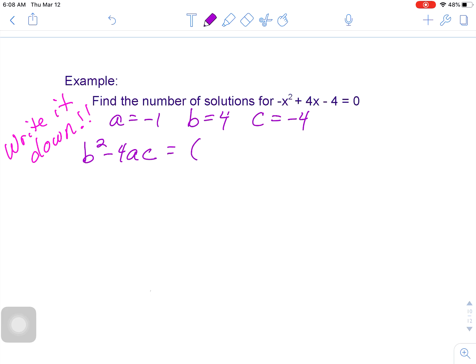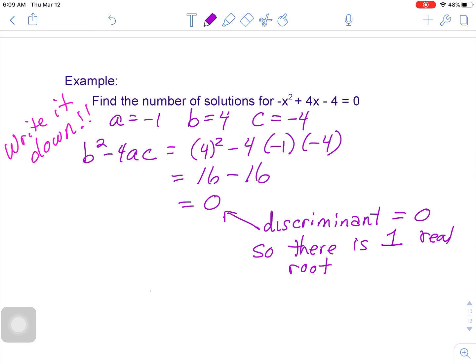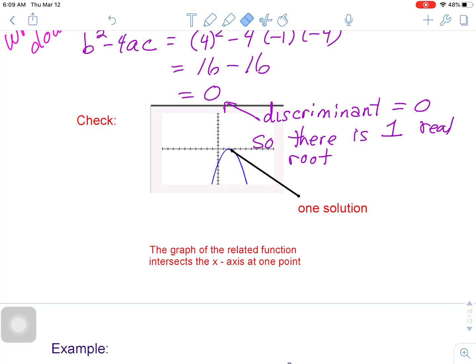Okay, so much for the commercial. So we've got 4 squared minus 4 times negative 1 times negative 4. That equals 16 minus 16, which is 0. Okay, so the discriminant is 0. So there is one real root. All right, and we're going to check it. And we check it by graphing it, and we see that it touches the x-axis at only one point.